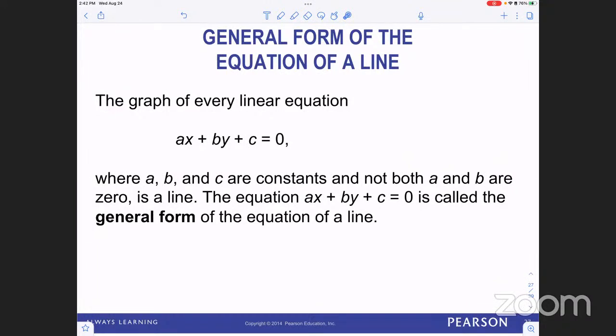The general form of the equation of a line: the graph of every linear equation ax plus by plus c equal to 0, where a, b, and c are constants and not both a and b are 0, is a line, right? So we don't want both of these to be 0. I think it's okay if it's one or the other. The equation ax plus by plus c equal to 0 is called the general form of the equation of a line. I think we have time for one more.